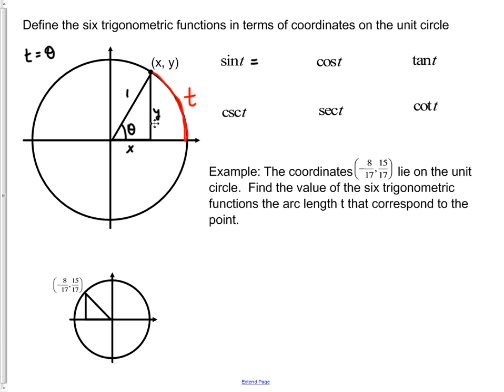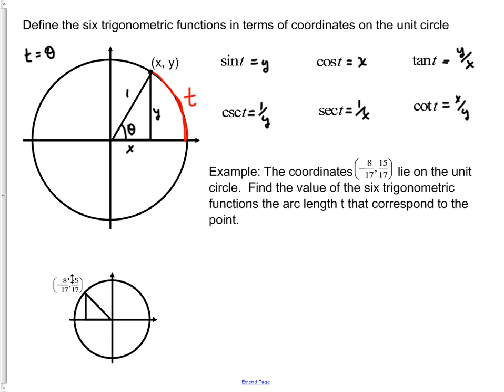Sine of t, being the ratio of opposite to hypotenuse, is equal to y. Cosine of t, being the ratio of adjacent to hypotenuse, is equal to x. Tangent of t, being the ratio of opposite to adjacent, is y divided by x. Cosecant of t, being the reciprocal of sine, is 1 over y. Secant of t, being the reciprocal of cosine of t, is equal to 1 over x. And finally, cotangent of t, being the ratio of adjacent to opposite, is equal to x over y.